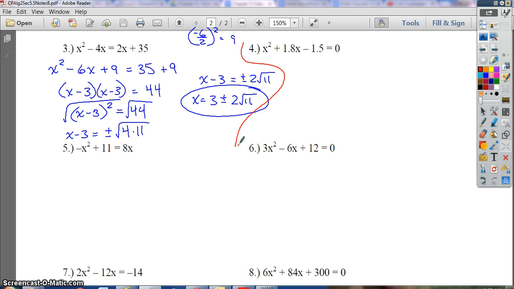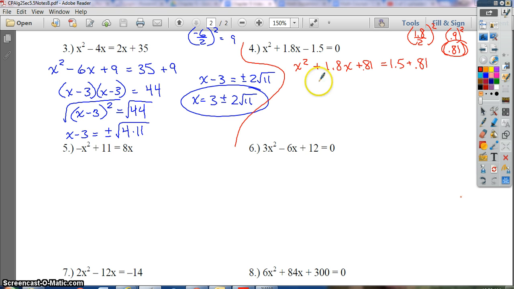Going with number 4. Okay? So I'm going to have x squared plus 1.8x equals 1.5. All right? What I'm going to do is take half of 1.8 and square it. So half of 1.8 is 0.9. And then if I square that, I'm going to have 0.81. So I'm going to add 0.81 to both sides.